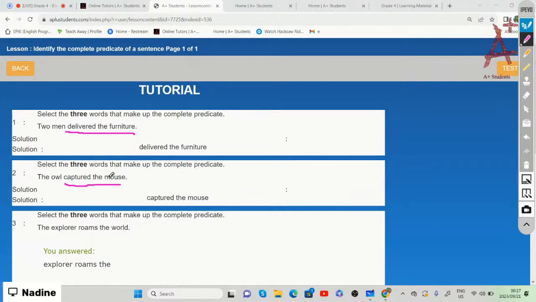Three words that make up a predicate. The explorer roams the world. Before we select our predicate, our subject is the explorer. So what is the explorer doing? The explorer roams the world. And that gives us more information about the subject, which is the explorer. He or she roams the world.